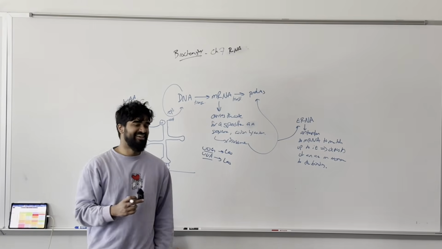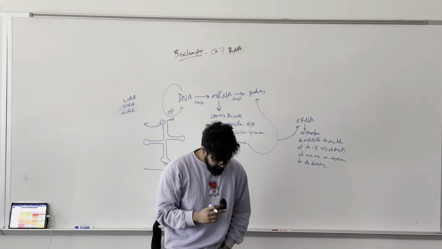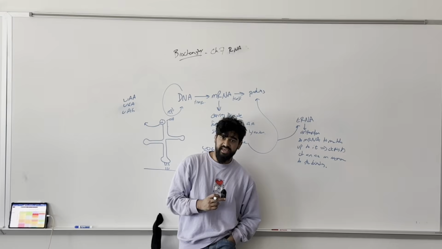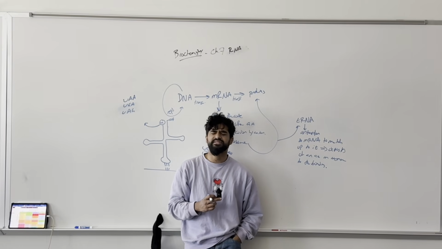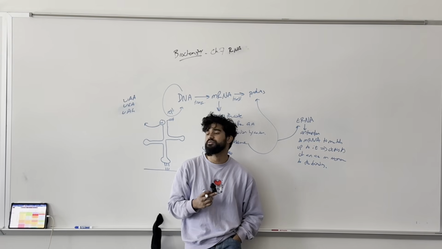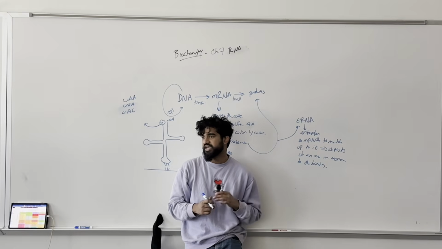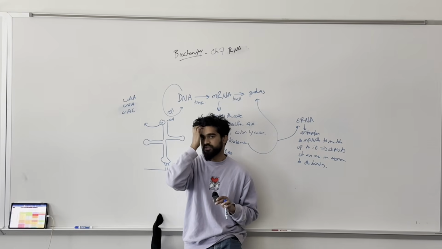I'm going home. If you have a mutation in DNA that causes a premature stop codon inside of the mRNA, what is the name of that mutation? A nonsense mutation. Very good. It's called a nonsense mutation because the protein doesn't make sense. It's truncated. It's too short. Can't do anything with it.